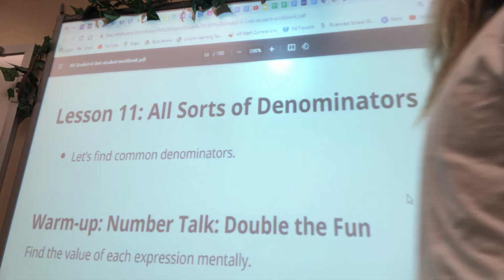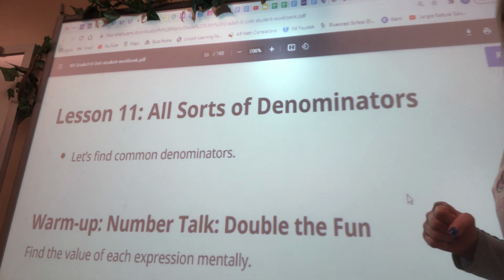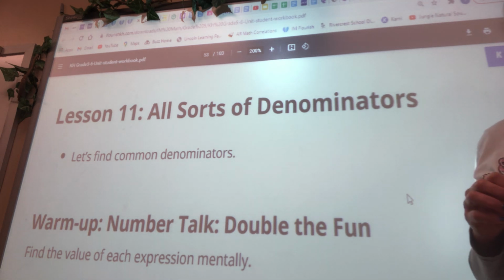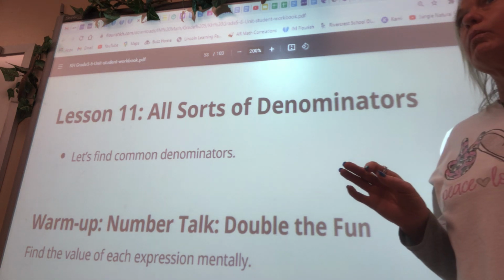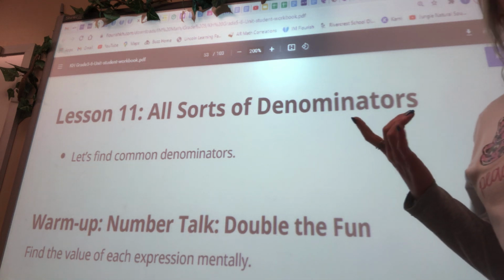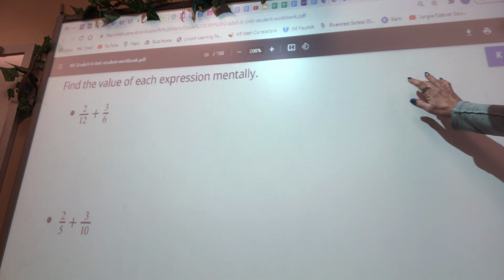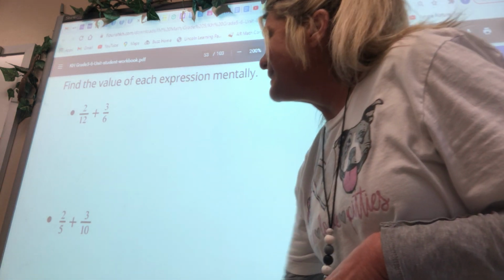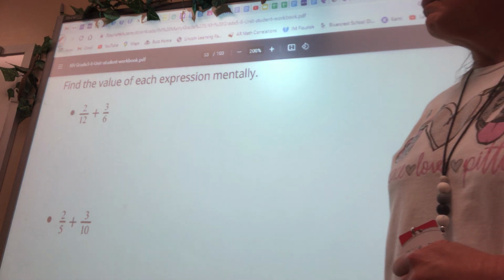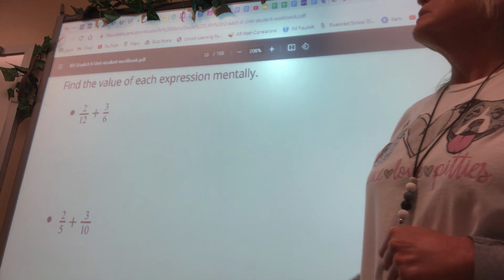We should be on page 191. We are still adding and subtracting fractions. If we're adding and subtracting fractions, they need a common denominator. Denominator, top or bottom? Bottom. Okay. So for this one, if we need a common denominator, what will 6 and 12 both go into?